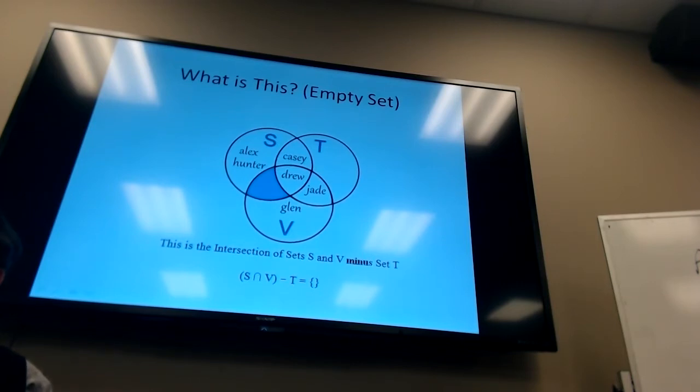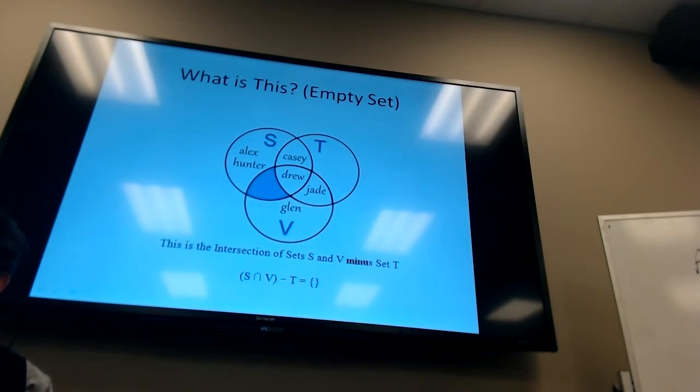And what is the empty set here? The intersection of set S and V, both soccer and volleyball, but they don't play tennis, minus set T. Empty. Okay. Following? Are you guys following?